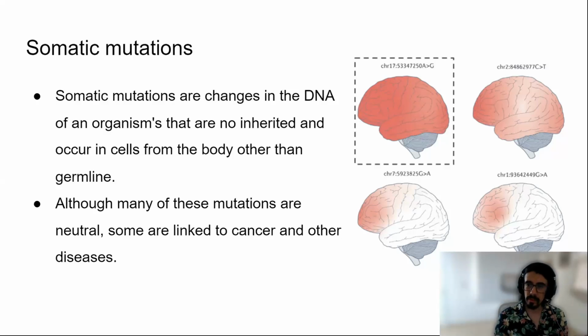And the other 3 examples are somatic mutations, which could be present in partially almost all the tissue, as you see on the top right corner, but can also be for a specific part of the tissue or specific part of the organ, as you can see in the 2 bottoms. And also many of these mutations are neutral, meaning they don't contribute too much. Some of them are linked to cancer and other diseases.